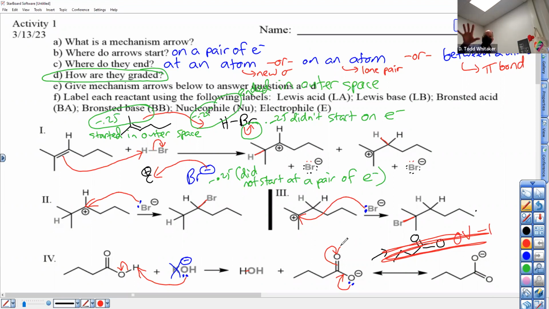Students like labeling once they figure it out. They do. Where do arrows start? I'll give you some letters. LB, comma, nu. Where do arrows start? Look at part F and tell me what LB stands for. Lewis base. What's nu stand for? Nucleophile. They are always synonymous.